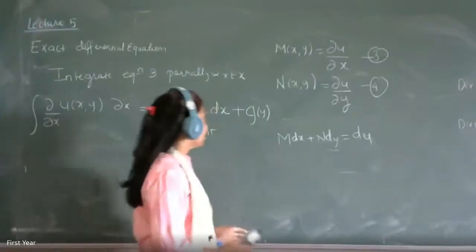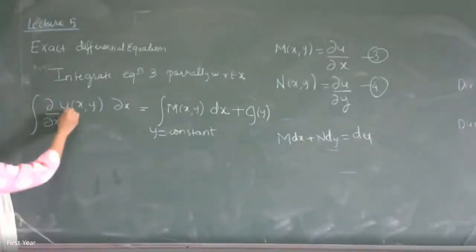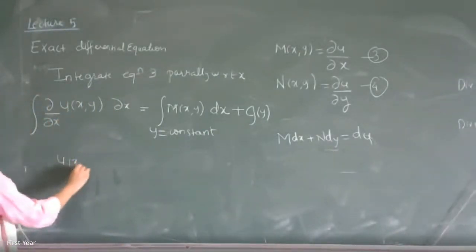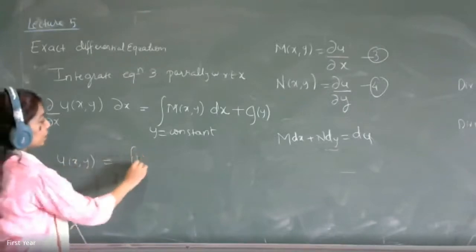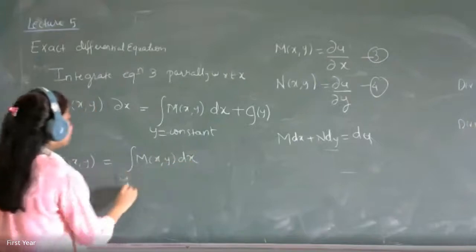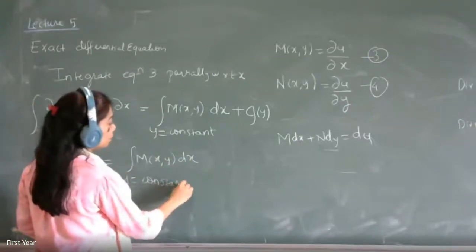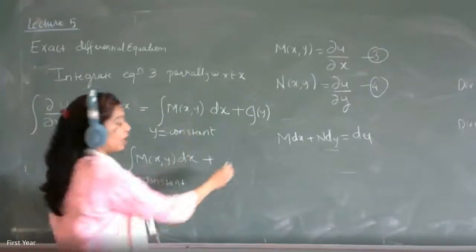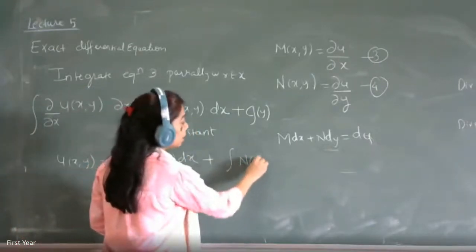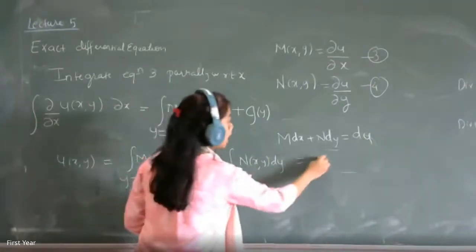Yes or no? Let's see. I'll write it first and then I'll ask you. So what will this say now? U of x comma y is equal to integration M(x, y) dx, where y is constant, plus this g of y, I'll do as integration N(x, y) dy, is equal to c.